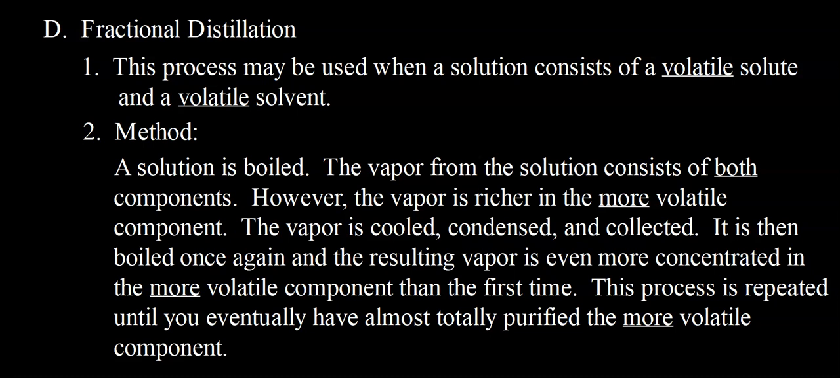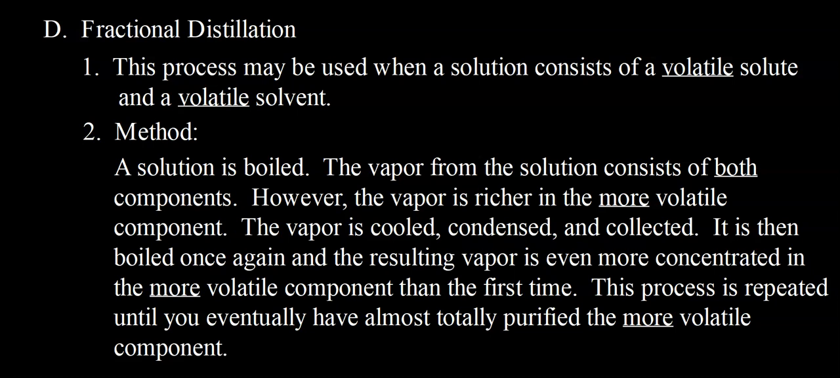Once again, you take that vapor, collect it, cool it, and condense it. It's kind of out of order here. You have to collect the vapor first, cool that vapor, and condense it back into a liquid. Now again, you still have a mixture. You have both solute and solvent in that recondensed liquid. So you boil it again, and the vapor this time consists of even more of the more volatile component than the first time.